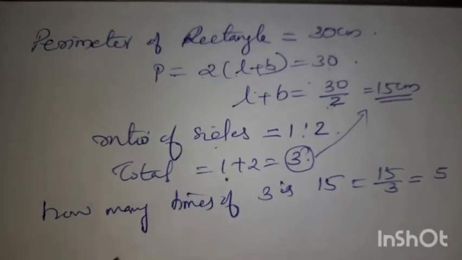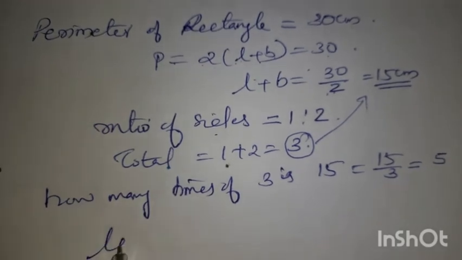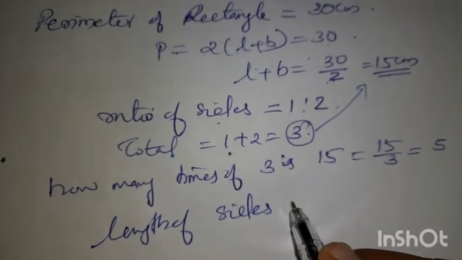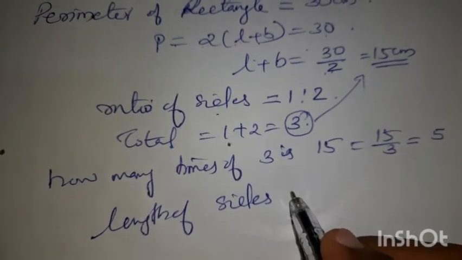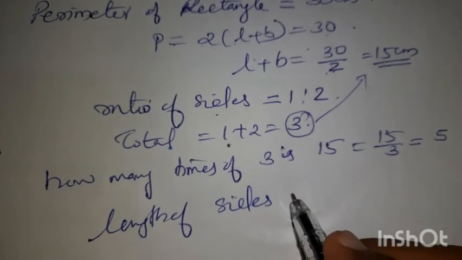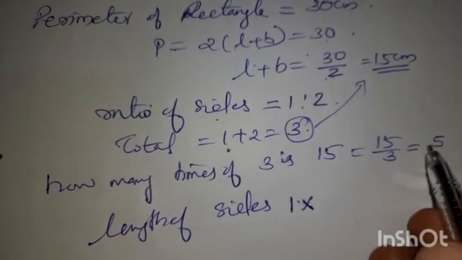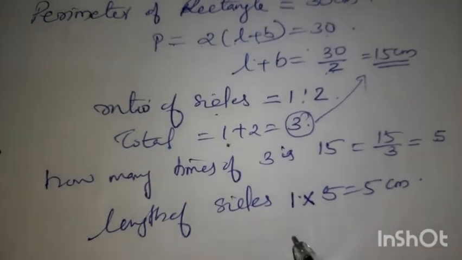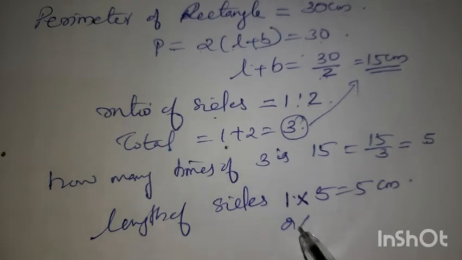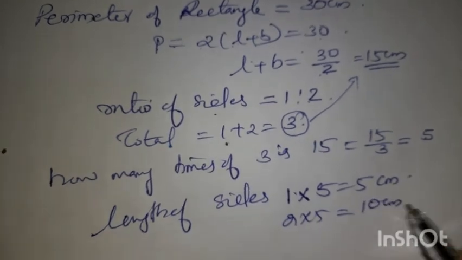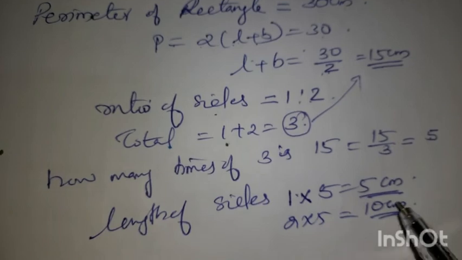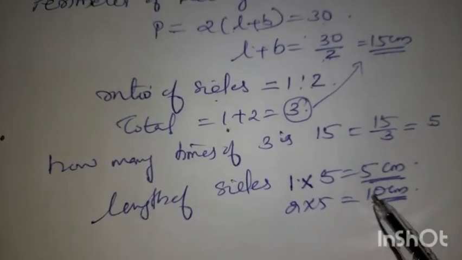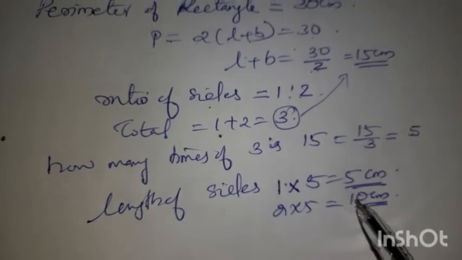So you can find out the length of the sides. The lengths of the sides are 1 and 2 in the ratio. The first one is 1 multiplied by 5, so 5 centimeters. Then the next side, ratio 2, is 2 into 5, 10 centimeters. So you can take the width as 5 centimeters and the length as 10 centimeters. Using that you should draw a rectangle.